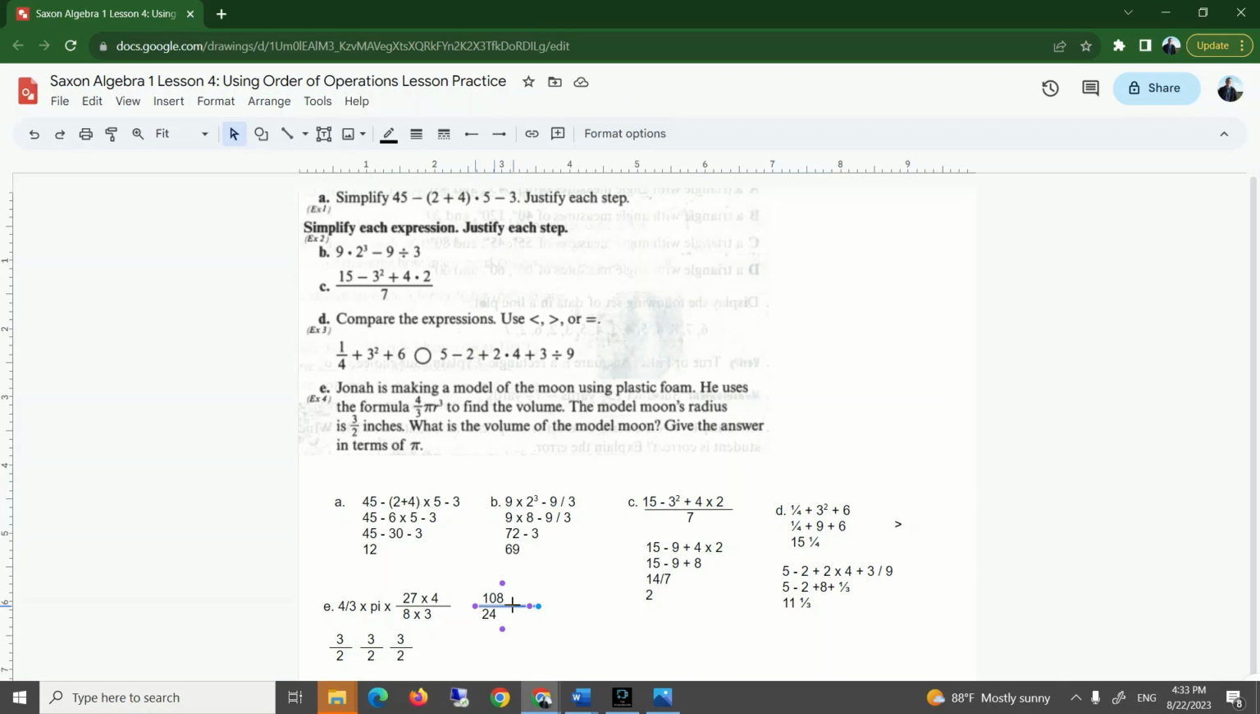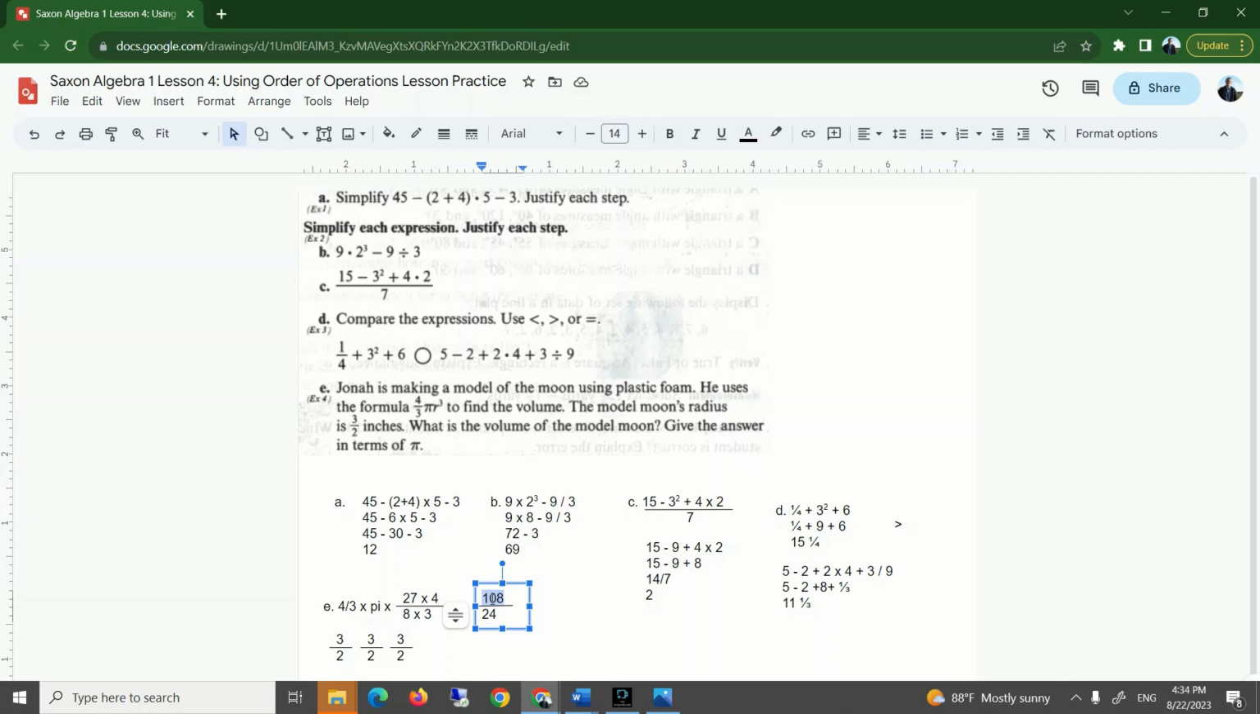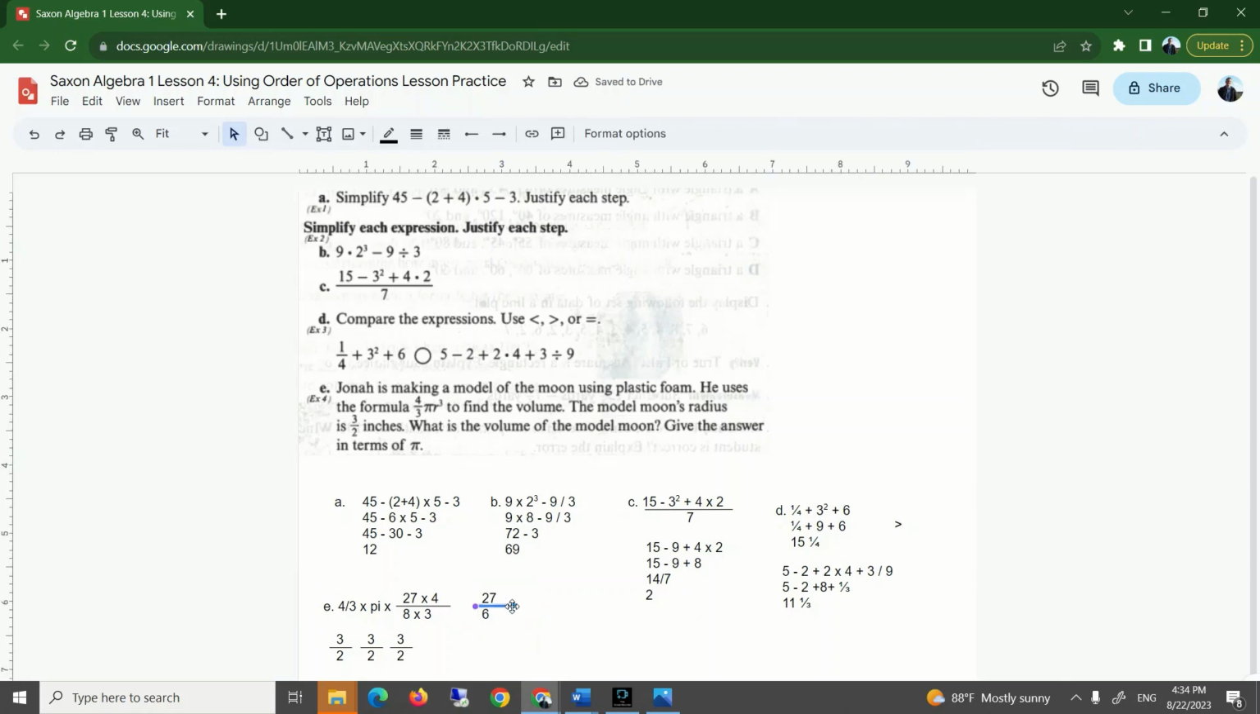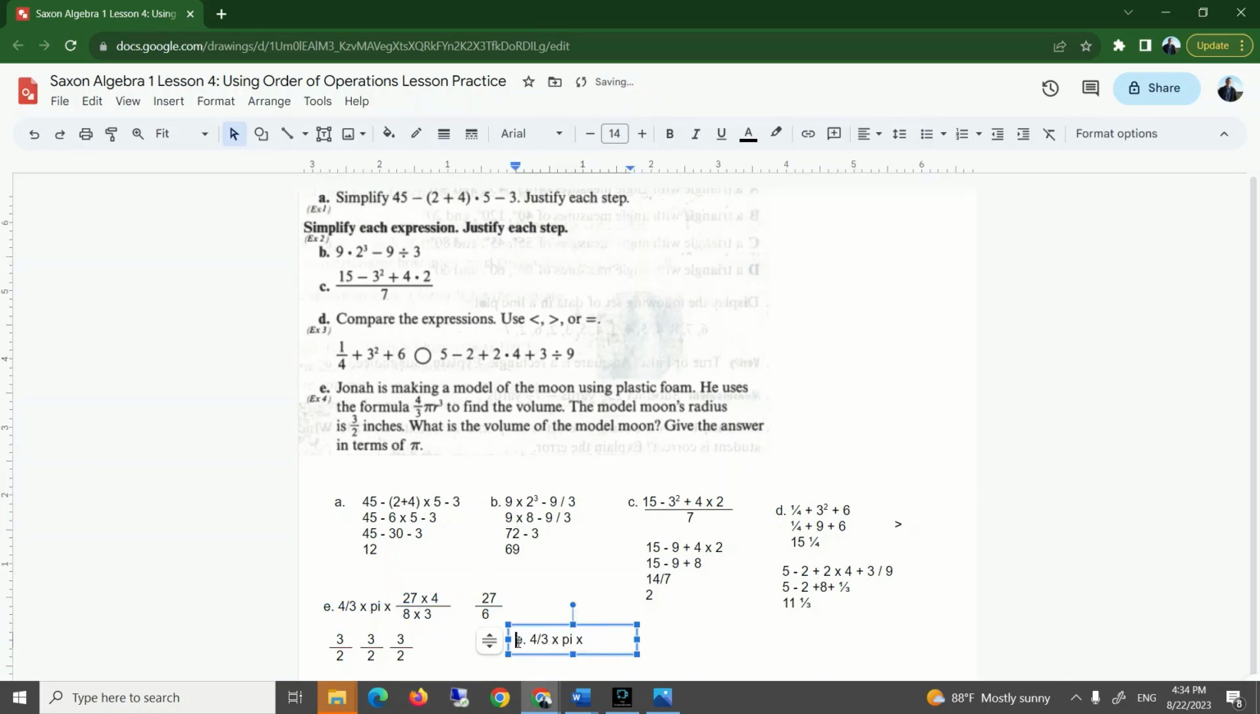108 divided by 4 is going to be 27, because that's the number I started with. So it's going to be 27 over 24 divided by 4, which is 6. My answer is 27 over 6. And I can't forget that this is times pi. So let me just do that right next to it. 27 over 6 times pi.